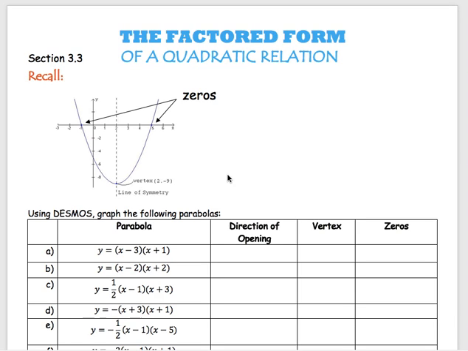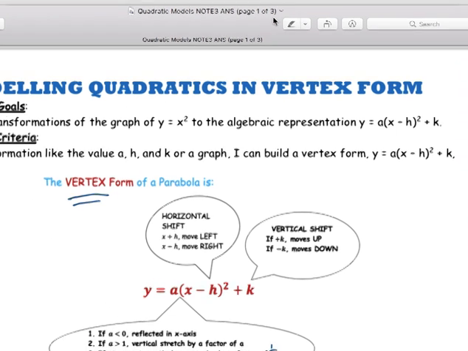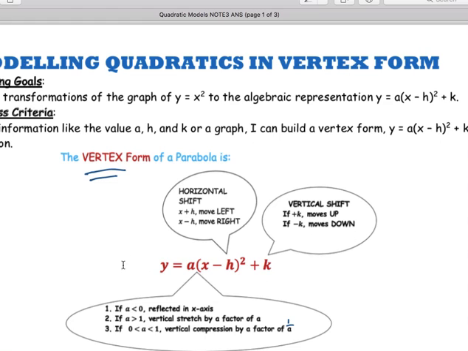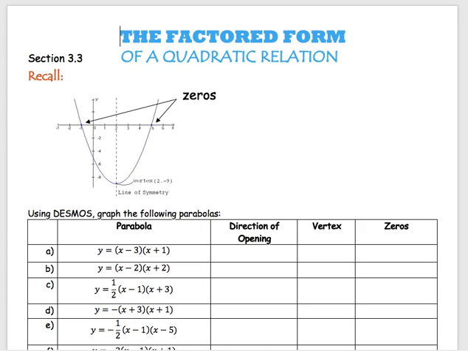So today we're going to look at the factored form of a quadratic relation. What we did last day is we looked at the vertex form, and that is this equation here, where it goes y equals a bracket x minus h squared plus k. All right, so now we're going to look at the factored form, and eventually we'll get to another form called the standard form. But for today, it's the factored form.